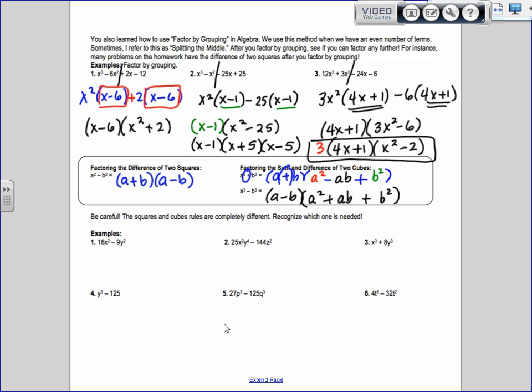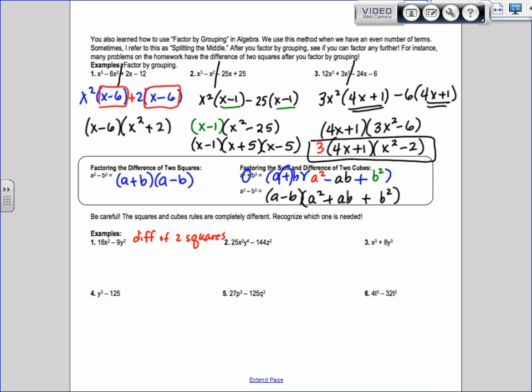All right, so it says be careful. The squares and cubes rules are completely different. So you really have to pay attention. Do I have squares or do I have cubes? What am I dealing with? So the first one, I have 16x squared minus 9y squared. So these are squares, right? It's the difference of two squares. Edward, you with me? Yeah.